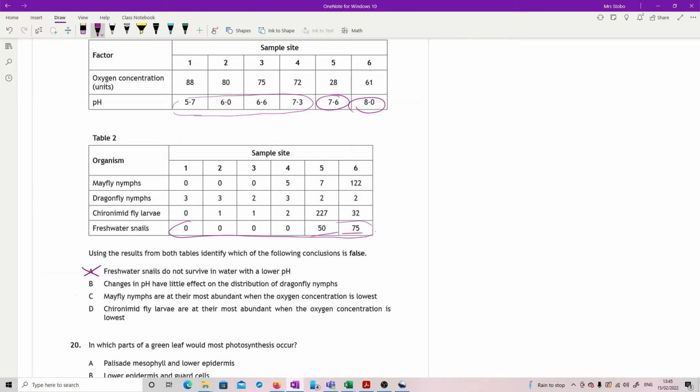Changes in pH have little effect on the distribution of dragonfly nymphs. Here we go, 3, 3, 2, 3, 2, 2. That's not changing. So that's not right.